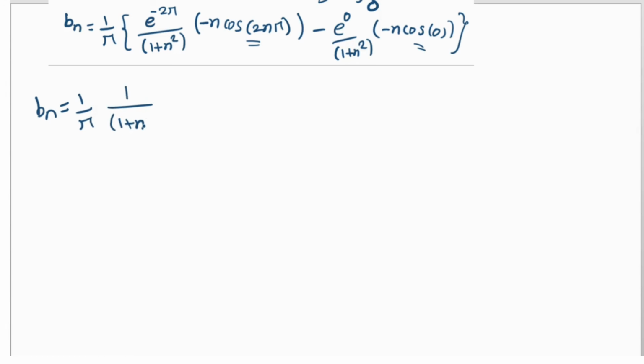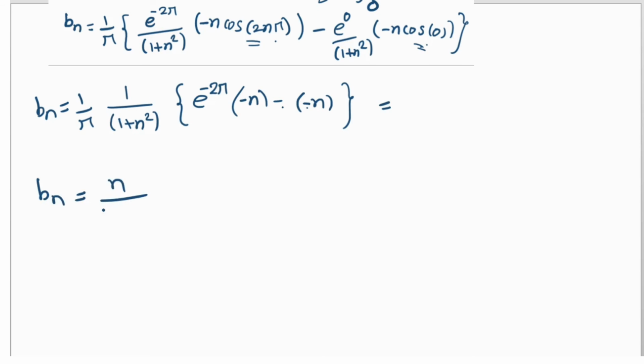So 1 upon 1 plus n square, common term, we can take outside. Now e raised to power minus 2 pi. Here this cos term is 1, so remaining is minus n, minus e raised to power 0 is 1, and this bracket term here cos of 0 is 1, so it is again minus n. So that means n minus n. Here this minus of minus is plus, and this is a minus n. So n again you can take common outside. So therefore bn is n upon pi, 1 plus n square in bracket, 1 minus e raised to power minus 2 pi.